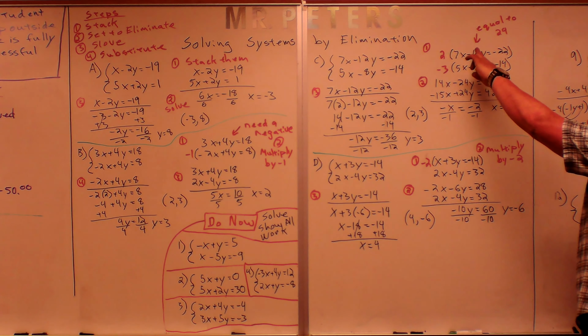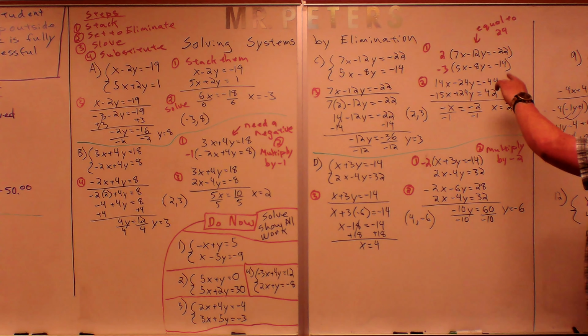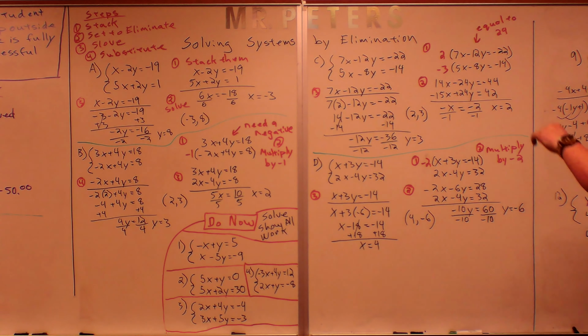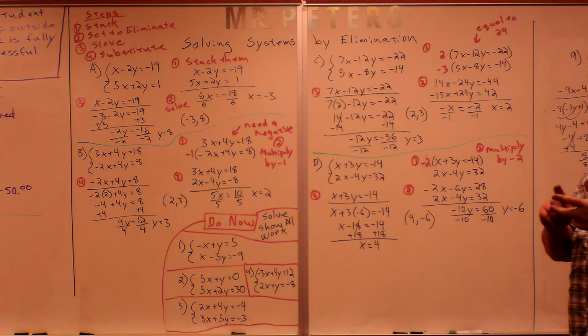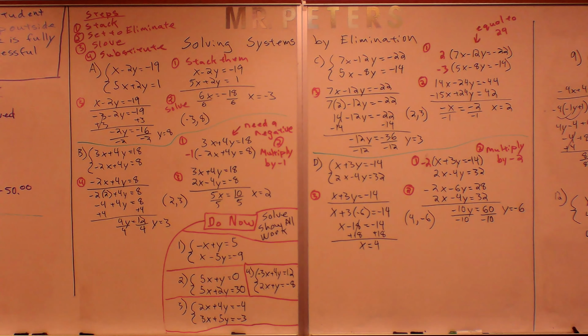So once again, first step, I'm going to stack the equations on top of each other, and I'm going to figure out how I get this to 24. Now I need one to be a negative and one to be a positive. How did I know it was 24? Well, 12 times 2 is 24, and 8 times 3 is 24.